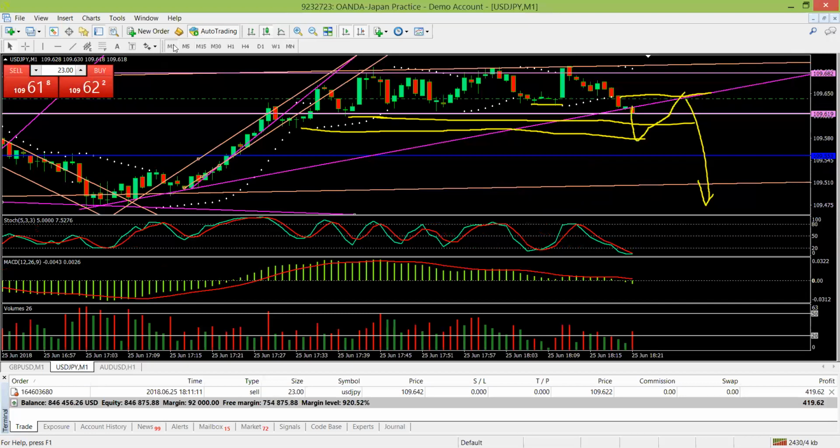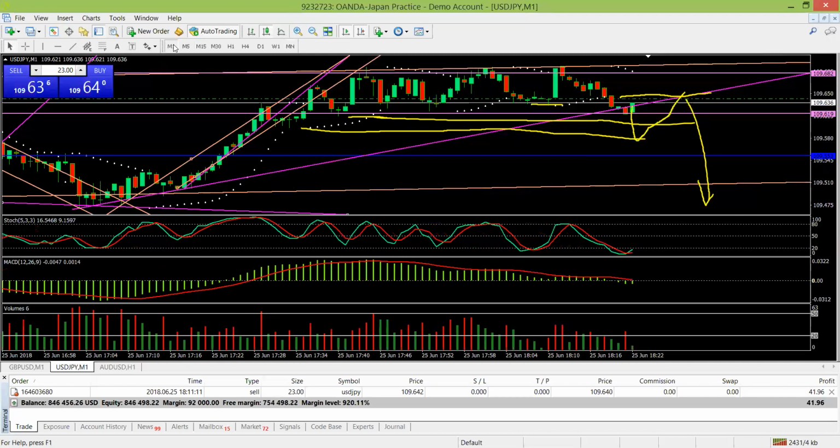Oh, I think it's coming down. Yeah, it's going to break through now. But it's going up also. But just a small retracement. Looks like it's coming down.